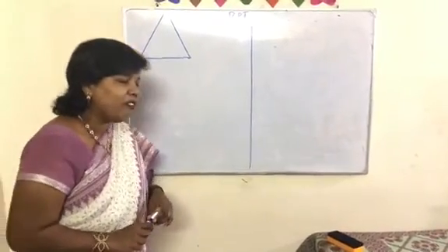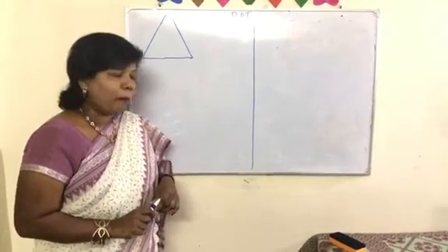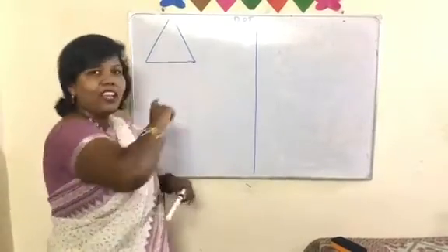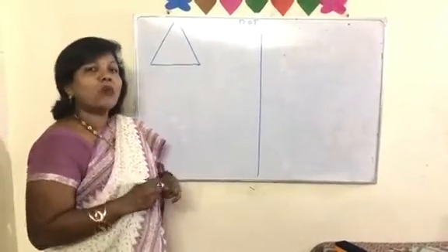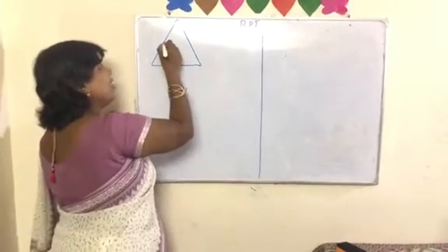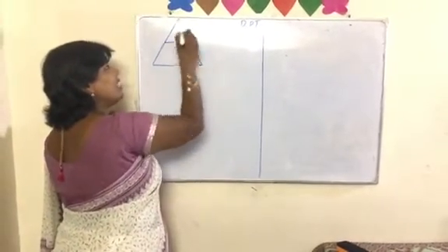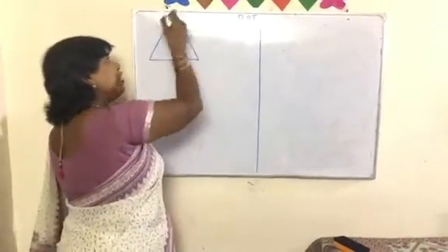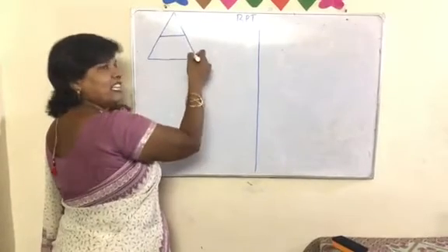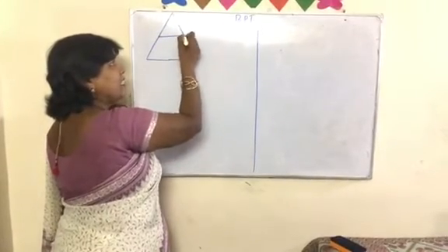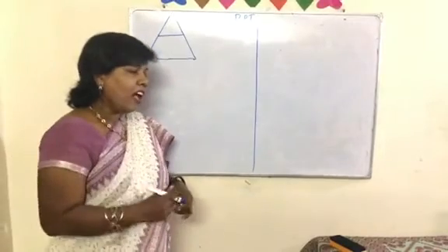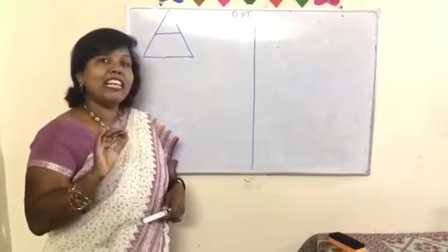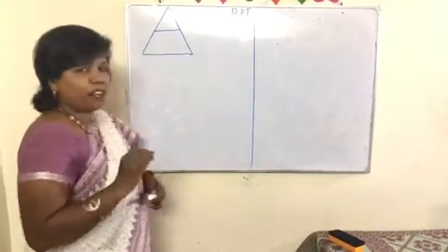The statement is, if a line is drawn parallel to one side of a triangle, intersecting the other two sides, in this part and in this part, then it divides the two sides in the same ratio. That we are going to prove.